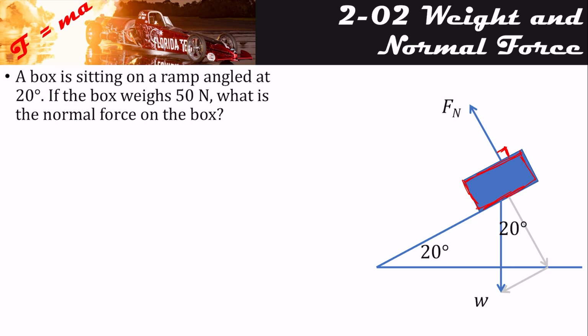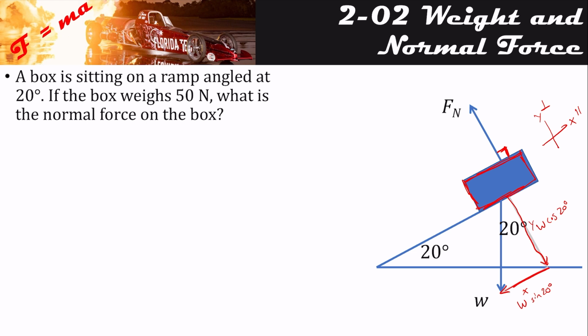For problems that are slanted like this, it's easiest if I say x is along the ramp, so that would be parallel to the ramp, and the y would be perpendicular to the ramp. So we rotate our axes slightly, which means I need to divide the weight into parallel and perpendicular components. So we could use sine and cosine. The x is opposite the 20, so that would be the weight times sine of 20 degrees. And the y is adjacent to the 20, so it would be our weight times cosine of 20 degrees.